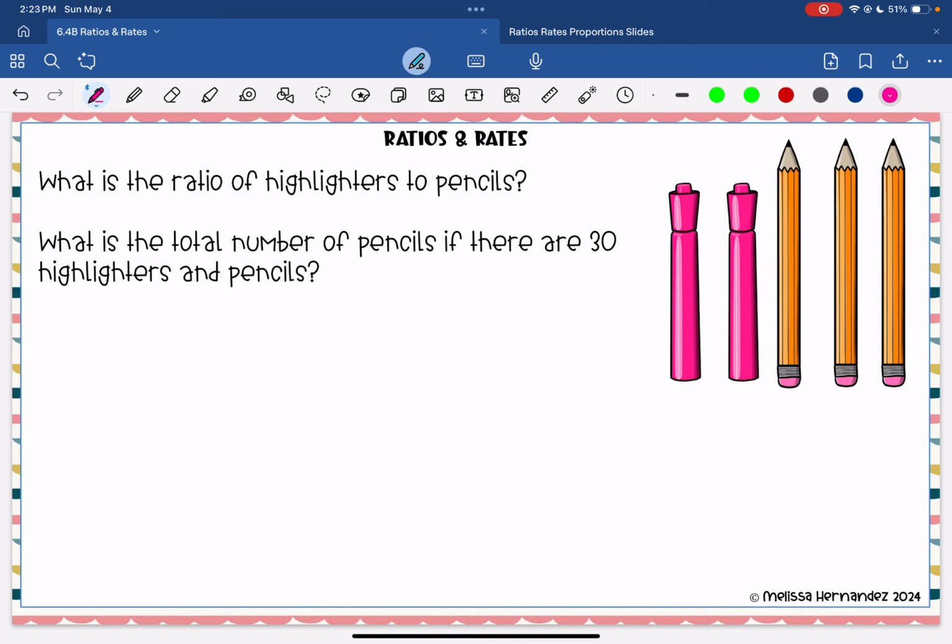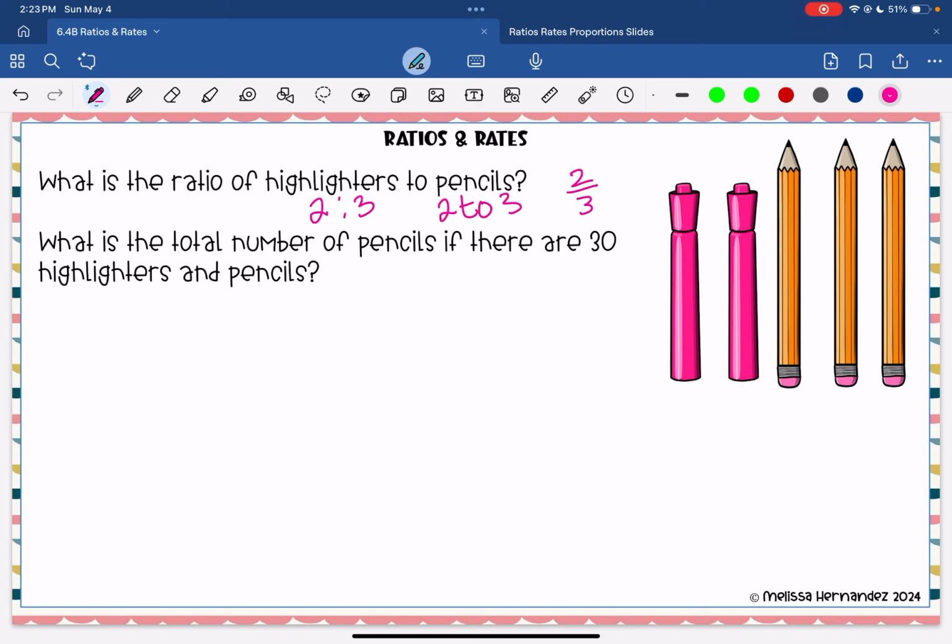Well, there's 2 highlighters to 3 pencils. So I could write it with the colon. I could write it out. Or the last, but my least favorite, is the 2/3. It's asking for the total amount of pencils. So that's your unknown if there are 30 highlighters and pencils.